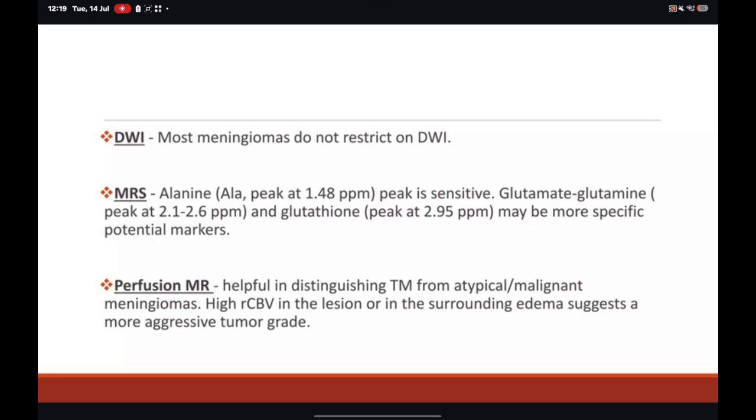DWI: most meningiomas do not restrict on DWI. MRS: the alanine peak is sensitive. Glutamine peak at 2.1 to 2.6 ppm and glutathione peak at 2.95 ppm may be more specific potential markers. Perfusion MR is helpful in distinguishing typical from atypical and malignant meningiomas. High rCBV in the lesion or in the surrounding edema suggests a more aggressive tumor grade.